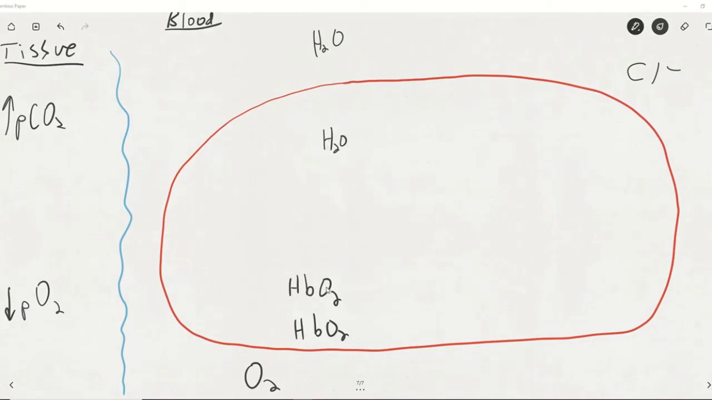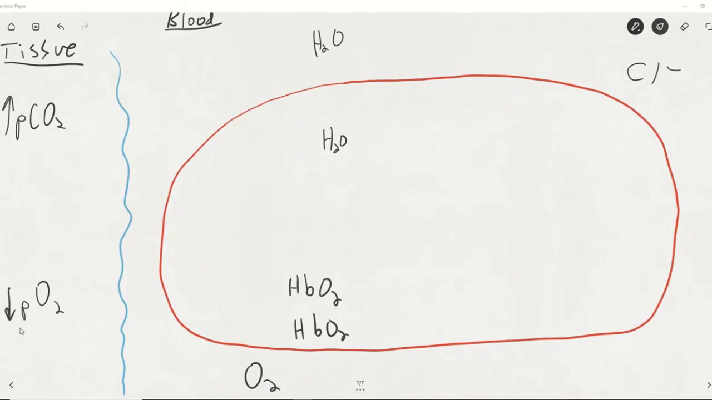Inside the erythrocyte, I've drawn two molecules of oxyhemoglobin. Now, the only reason that I've drawn two is because we're going to look at two different things that happen. There's lots of oxyhemoglobin here. Out here in the plasma, I've drawn a chloride ion, Cl-. Over in the tissues, I've drawn carbon dioxide and oxygen and shown that carbon dioxide, the pCO2 is high, the oxygen, the PO2 is low.